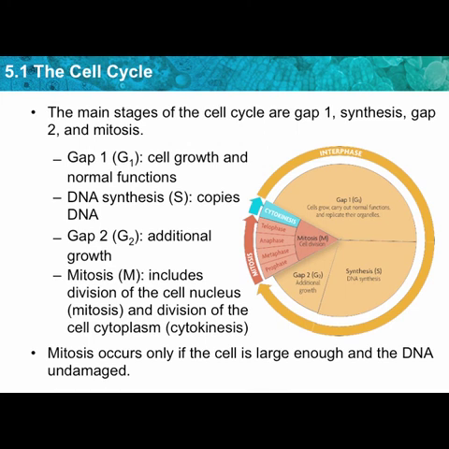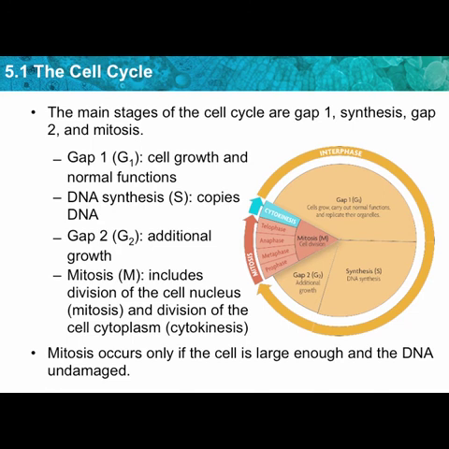S, or synthesis, is the DNA replication phase. It's when the DNA is copied. Something has kicked the cell into a cell division mode. Gap 2 is additional growth. We need to get more organelles. We need to prepare the cytoplasm. S is preparing the nucleus for cell division. Gap 2 is preparing the cytoplasm for cell division.